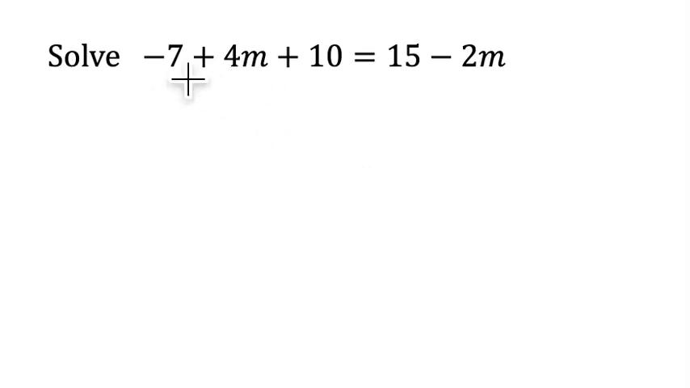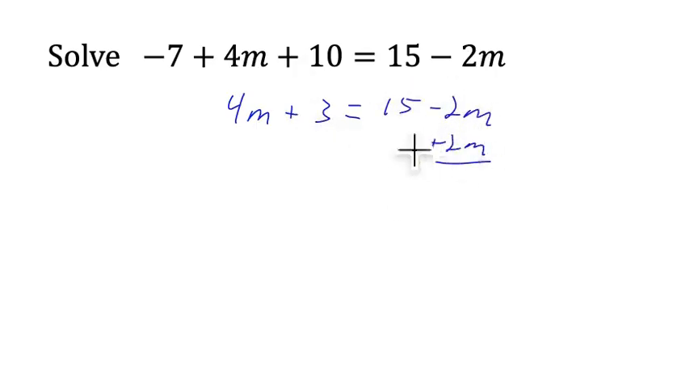One last one. Sometimes we need to combine these constant terms. So we have this negative 7 and this 10 with no letters attached to them. So we'll just work out negative 7 plus 10, and we get 3. So on the left side, we now have 4m plus 3. Notice when we're combining like terms, we're not doing the opposite. We're just doing negative 7 plus 10. All right, we'll add 2m to both sides. So we've got 6m plus 3 equals 15.